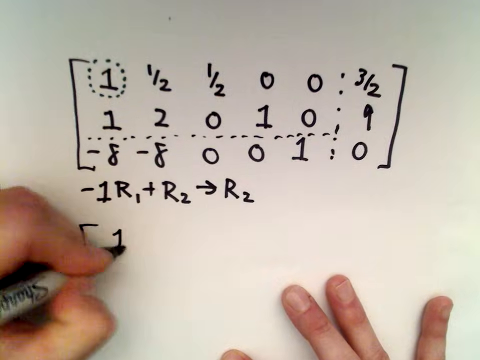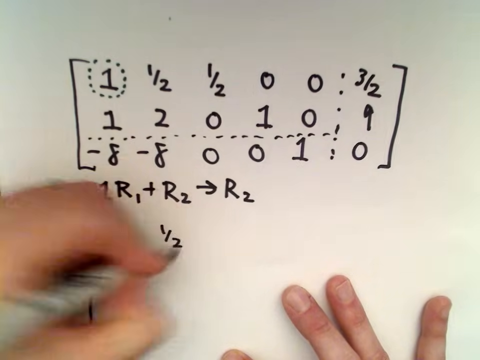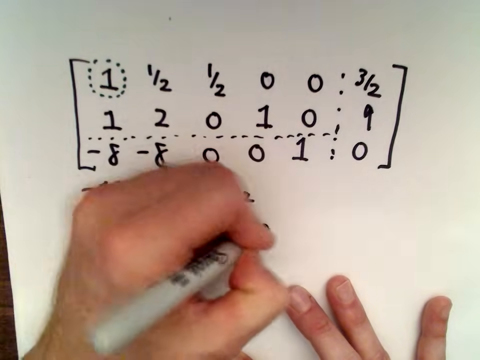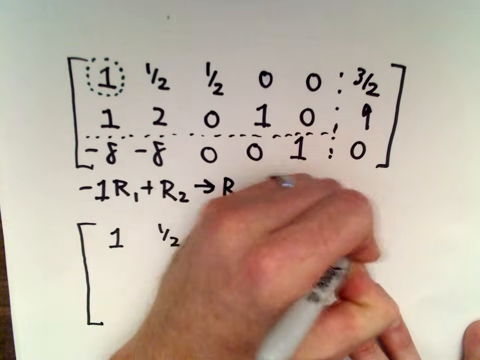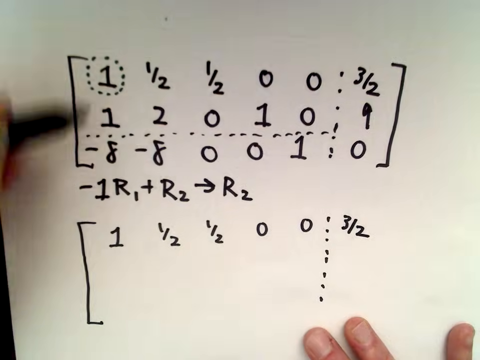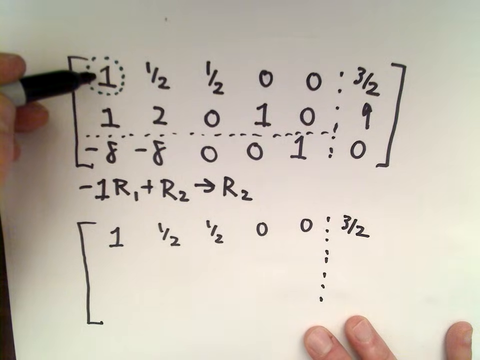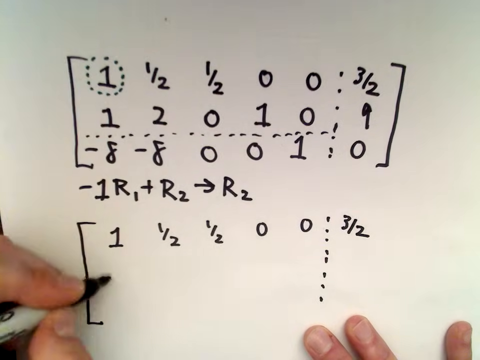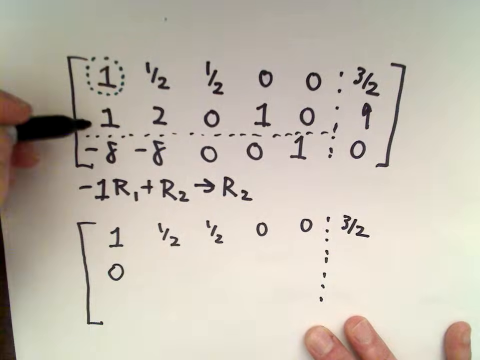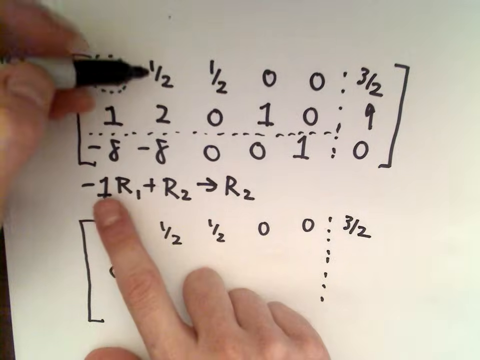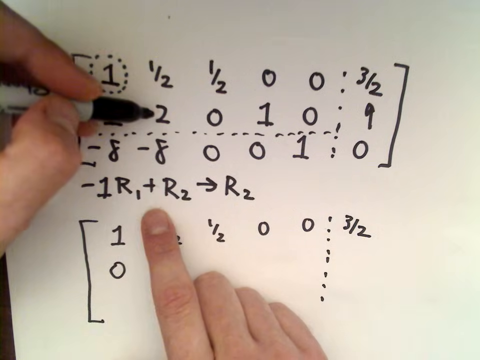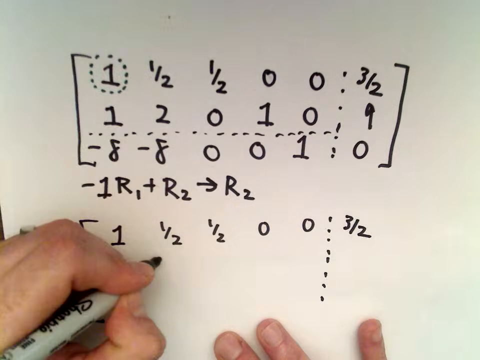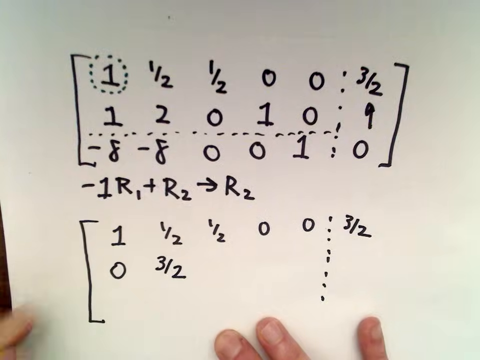So the first row is going to stay just like it is, 1, 1/2, 1/2, 0, 0, and 3/2. Now if I take -1 and multiply it by 1 and add it to 1, I'm going to get 0. That's the whole reason I did that. So here come our fractions. So -1 times 1/2 is -1/2. Plus 2, well, -1/2 plus 2, that's going to give us 3/2.